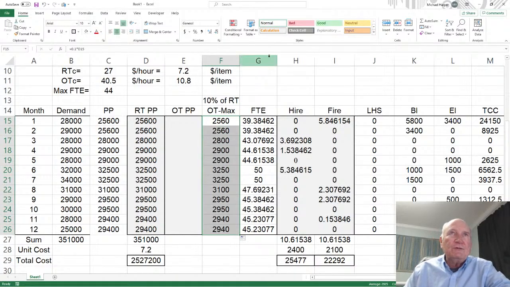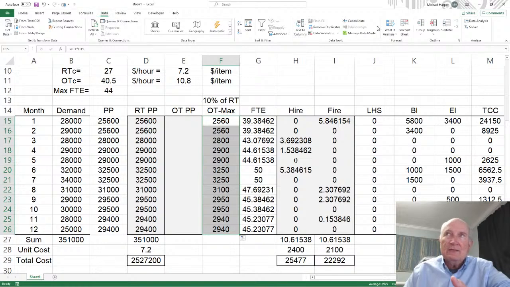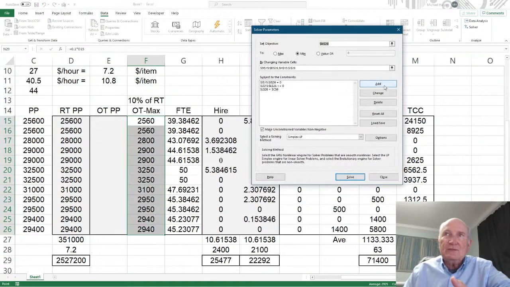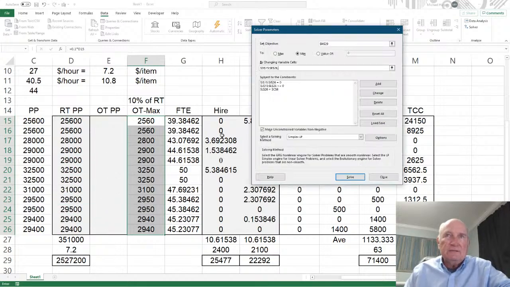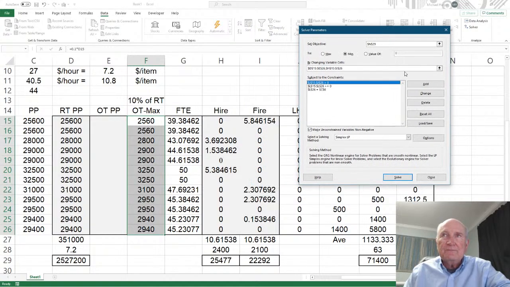So now, when we solve this thing, now we're adding to it. So you got to make sure you make a list here. Data, Solver. Okay, the first thing is your decision variables. I'm still minimizing my cost. My decision variables have changed. They're going to be regular time and overtime, all of these, comma, still the hire and fire, all of these. Then down here, just to be safe, let's go ahead and delete this, and delete this, just to be safe.